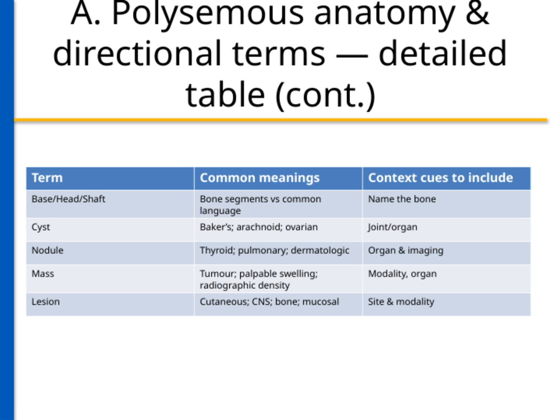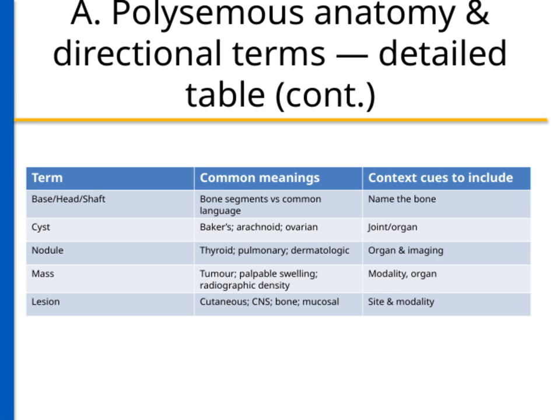Then we have mass, which often implies a tumor, but it can also mean a palpable swelling or an area with increased radiographic density. Knowing the modality, whether we're doing an ultrasound, CT, or MRI, guides us to interpret what the mass might be. Finally, lesion is a broad term that can refer to abnormalities in the skin, central nervous system, bones, or mucosal surfaces. The site and the imaging modality are key to understanding the nature of the lesion.